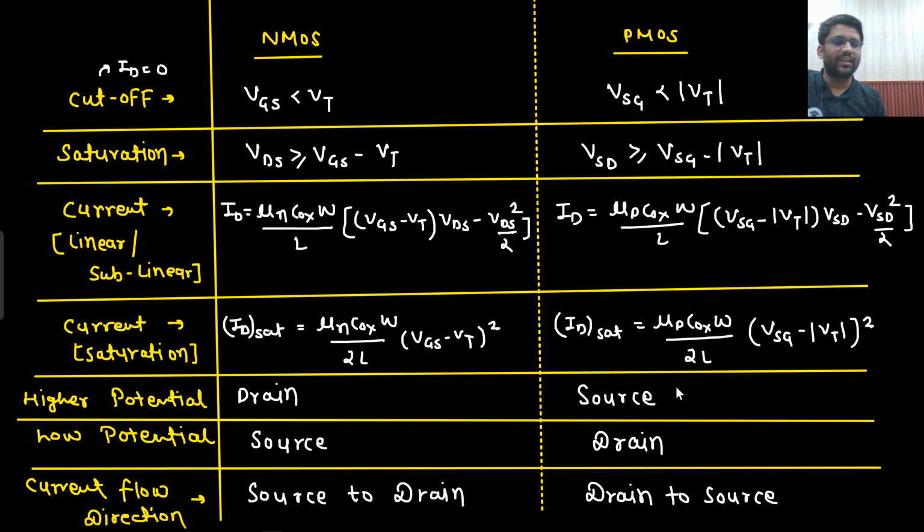Drain will be at higher potential, that you know. And here drain to source, because holes are getting into the drain, that means current is getting into the drain, right? So it is going from drain to source. Is that clear? All fine?